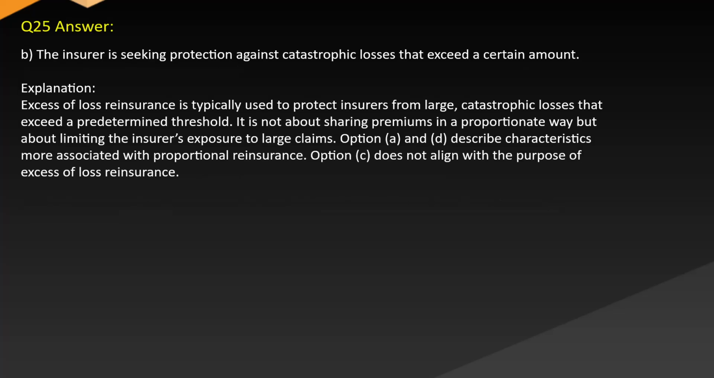Answer: B. The insurer is seeking protection against catastrophic losses that exceed a certain amount. Explanation: excess of loss reinsurance is typically used to protect insurers from large catastrophic losses that exceed a predetermined threshold. It is not about sharing premiums in a proportionate way, but about limiting the insurer's exposure to large claims. Options A and D describe characteristics more associated with proportional reinsurance. Option C does not align with the purpose of excess of loss reinsurance.